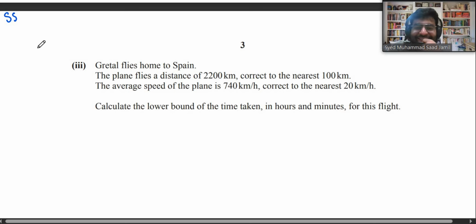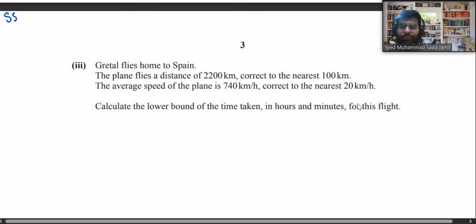The plane flies a distance of 2200 km correct to the nearest 100 km. The average speed of the plane is 740 km per hour correct to the nearest 20 km. Calculate the lower bound of the time taken in hours and minutes. I'm sure you guys didn't understand anything in this question. But basically they're saying calculate the lower bound of time taken in hours for this flight. That is, what is the shortest amount of time taken for this flight?